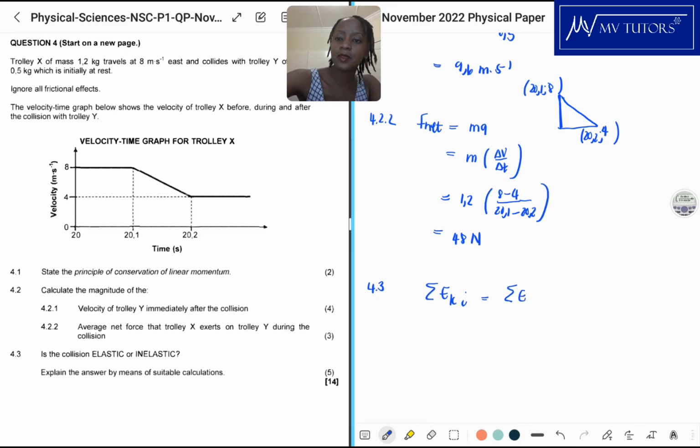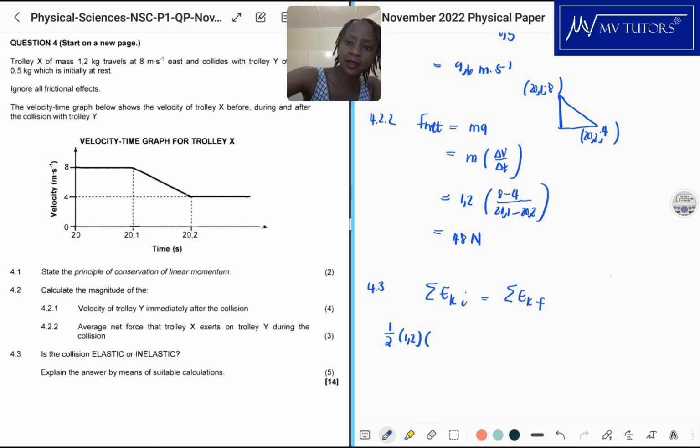Yeah. So kinetic energy, finally. We know initially trolley Y doesn't have any kinetic energy because it's stationary, so we're just going to look at the one for trolley X. It's basically half mass times velocity squared. So the mass is 1,2.